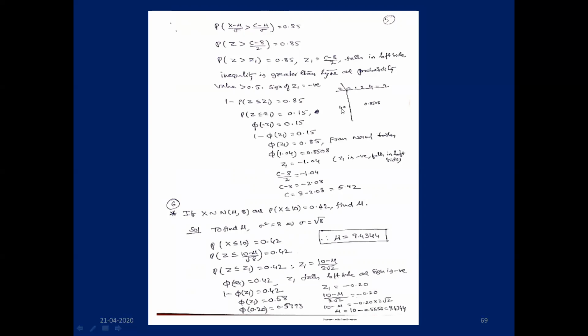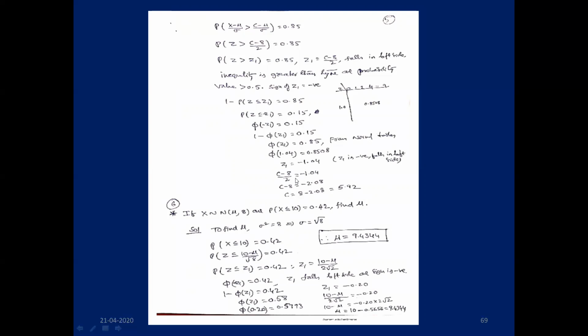The corresponding Z value is 1.0 and the first decimal place is 0.04. By combining these two, we get 1.04, and minus 1.04 corresponds to the CDF value 0.8508 from the table. These are comparable. Now Z1 is equal to minus 1.04, so Z1 falls on the left side and the sign of Z1 is negative. That's why we should take the negative value.